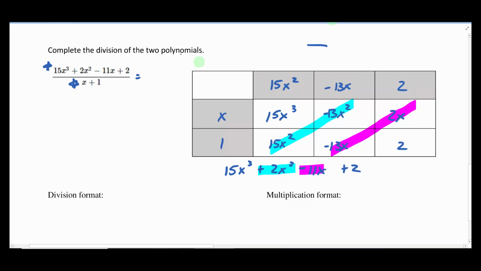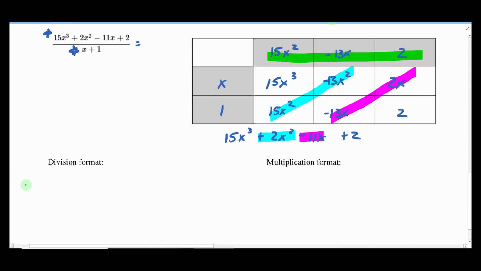And again, what we're looking for here is this in the top. We're looking for this polynomial that is the result of dividing these two. So I'm going to write this in division format first. I'm going to say 15x cubed plus 2x squared minus 11x plus 2 divided by x plus 1 equals, and then we go to the top here, so we got 15x squared minus 13x plus 2.